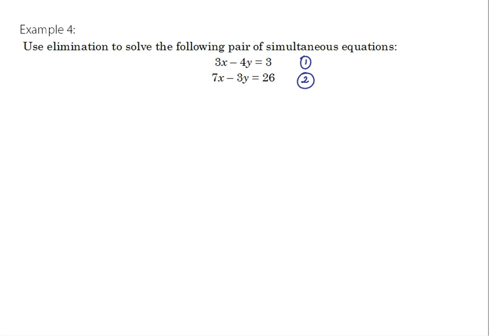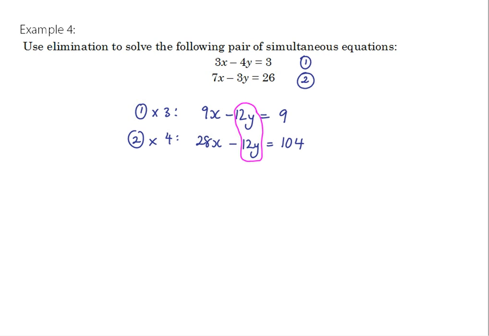I might go with making 12y in both equations, so we'll go equation 1 multiplied by 3, which gives 9x minus 12y equals 9, and equation 2 multiplied by 4, so 28x minus 12y equals, so 4 26s, 4 20s are 80, and 4 6s are 24, so this will be 104. So now we've created 12y in both equations. I've got negative 12y in both equations, so I am going to need to subtract here in order to eliminate. I'm going to renumber these as equations 3 and 4.